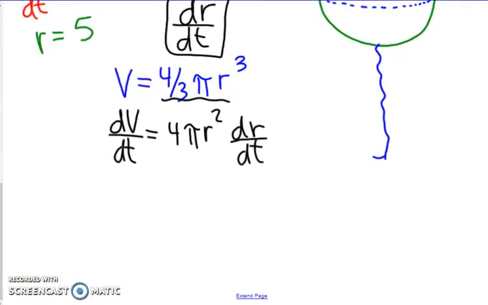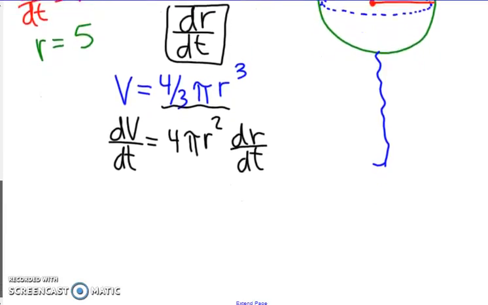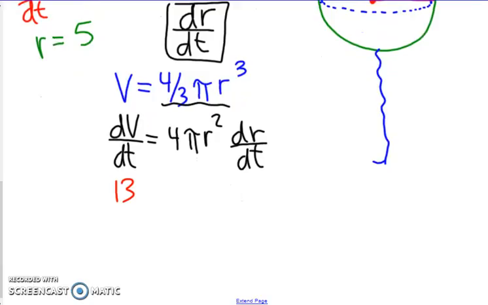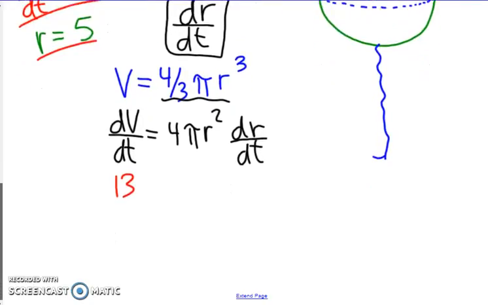Now we're here, and now we can sub in anything we know. So we know dV/dt is 13. We said that up here. And we know r is 5. So sub in 5 for r.